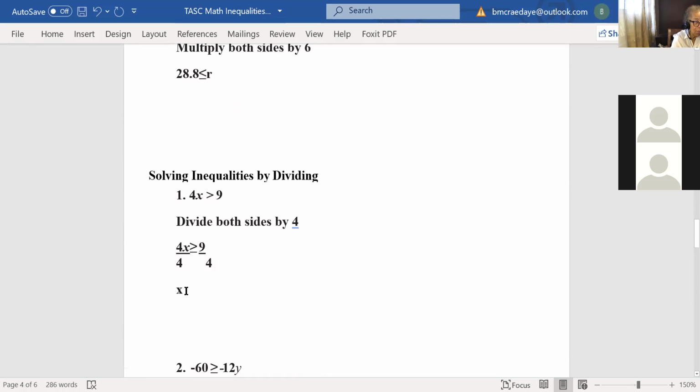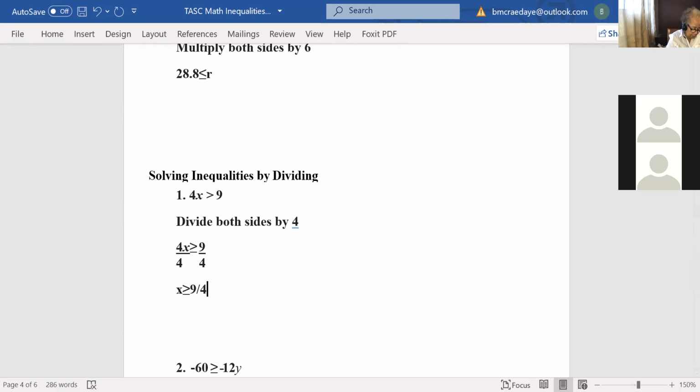So x then would be greater than or equal to 9/4. Which you could convert to a mixed number, or you could leave it as a fraction. You could use 9/4, or you could divide it out.